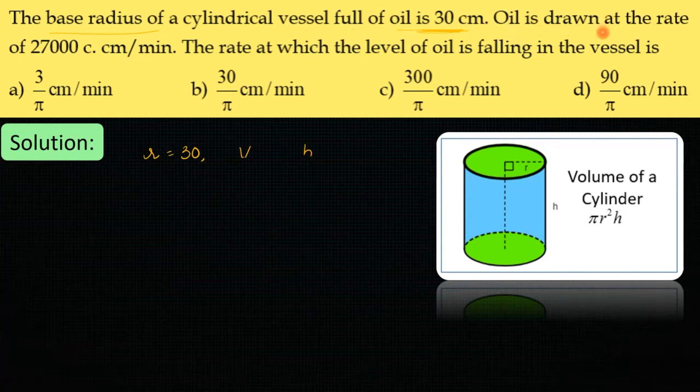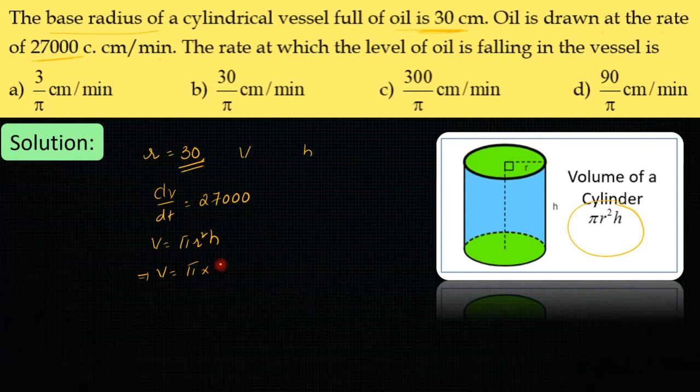Given oil is drawn at the rate of 27,000 cubic centimeter per minute. That is, dV by dt is equal to 27,000. We know that the volume of the cylinder V is equal to pi r square h. This implies V is equal to pi into r square, that is 30 square, that is 900, into h. This implies V is equal to 900 pi h.